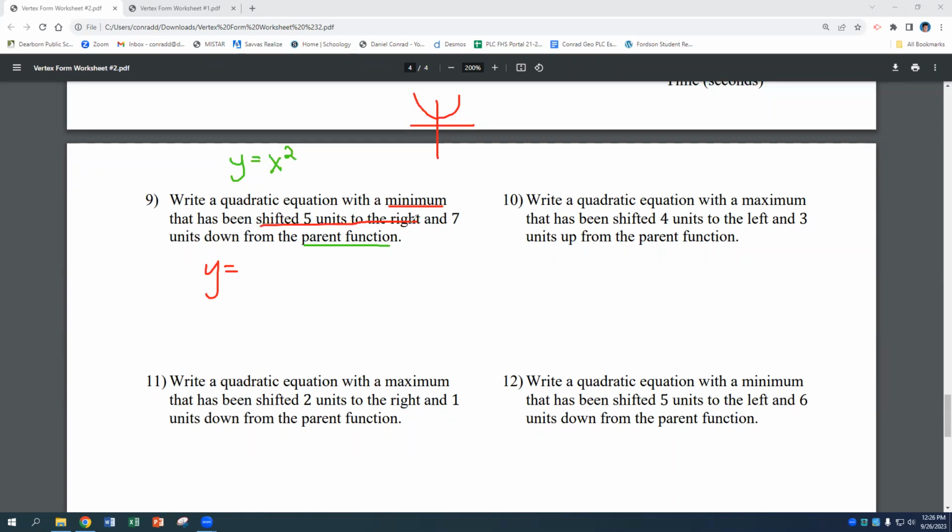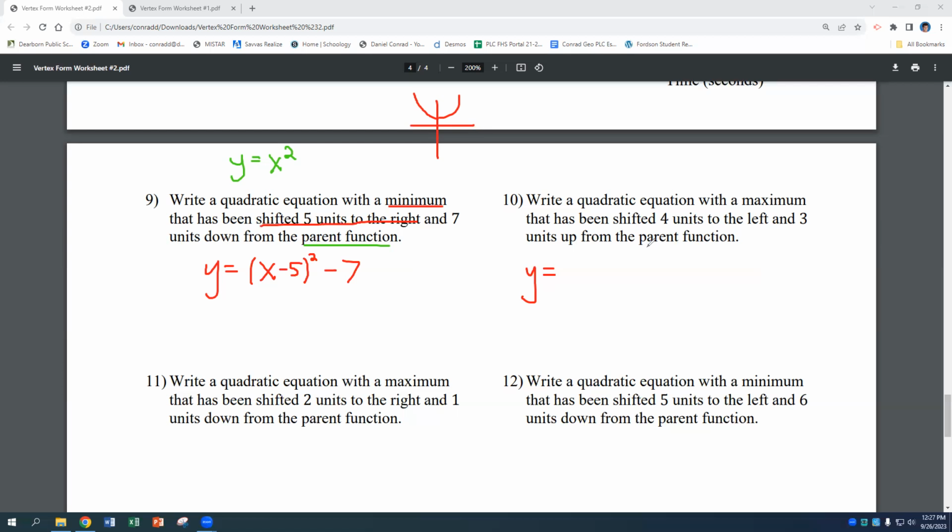Okay, it's shifted 5 to the right. That means we're going right 5 horizontally. So that's going to be x minus 5, because you got to switch the sign, right? It should be x minus h. So x minus 5 is to the right. X plus 5 would be to the left. And then it's going 7 units down, so we need to have minus 7. 5 to the right, 7 down.